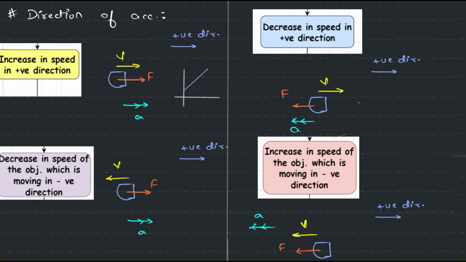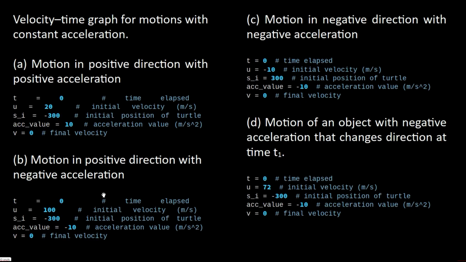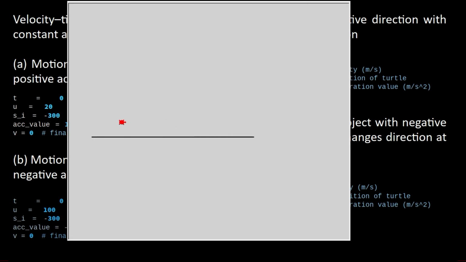Now, decreasing in speed. I think I have the scenario for that. Motion in positive direction with negative acceleration. It's kind of mixed up. So I'm changing a few things. Actually, let me show this. This is where I'm changing things. So let me reduce this.